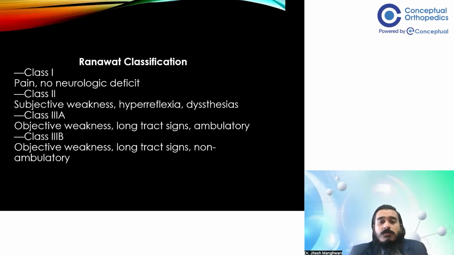Ranawat's classification, historically, is also important. There are three different classes. Class 1 is when the patient has pain, no deficit. Class 2 is when the patient has a subjective weakness. Clinically, you are going to elicit hyperreflexia and dysesthesias. Class 3 is when the patient has objective weakness with long tract signs. However, the patient is ambulatory. 3B is when the patient has objective weakness with long tract signs and is not ambulatory. So these are the different gradings with respect to the Ranawat classification system.